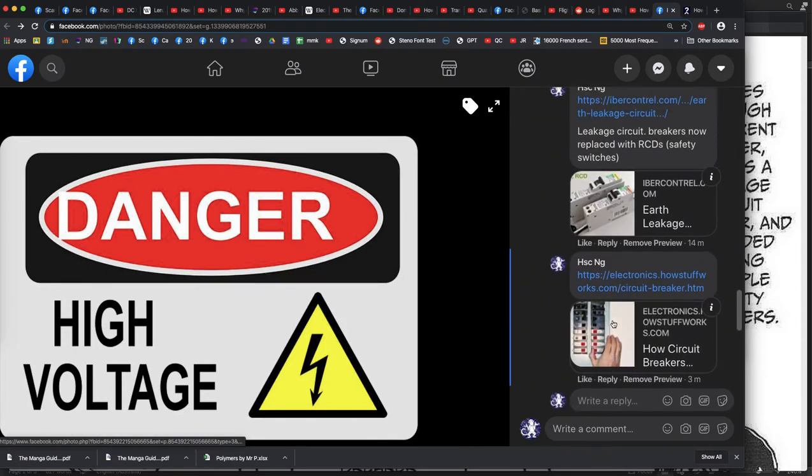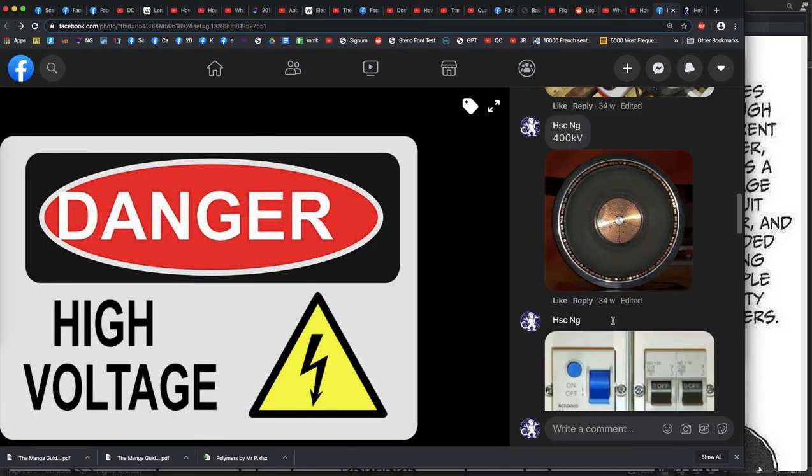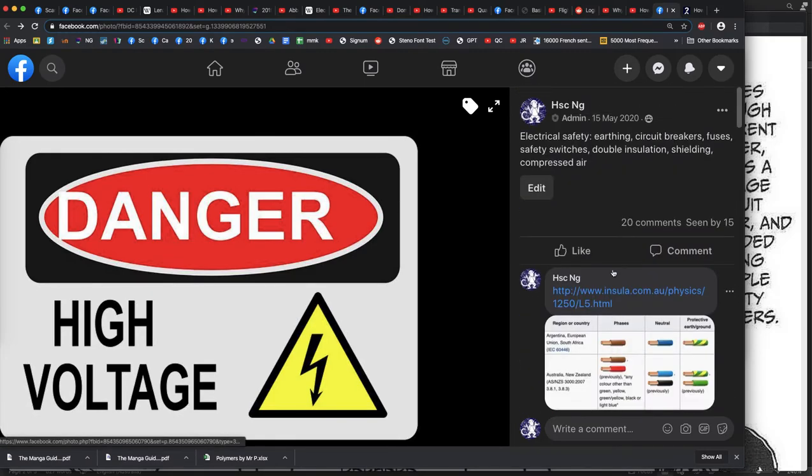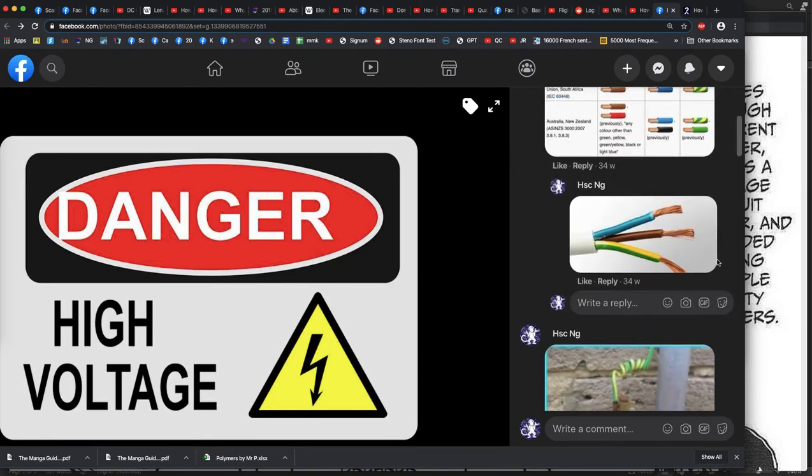Is there anything else I wanted to talk about with electrical safety? I think we've covered everything. We've talked about earthing and grounding. We've talked about circuit breakers. We've talked about fuses. We've talked about safety switches. You know what? I'm just going to chuck in here RCD, double insulation, shielding, and compressed air. So we've talked about those things.